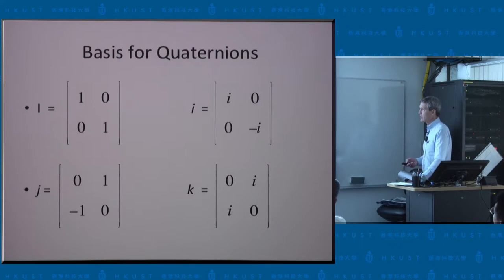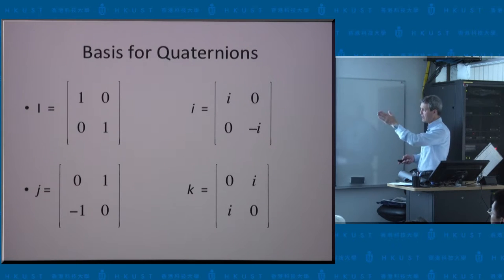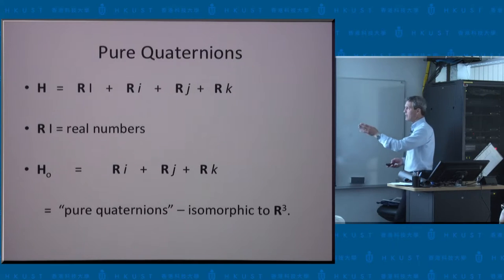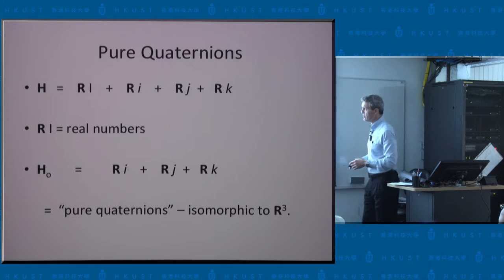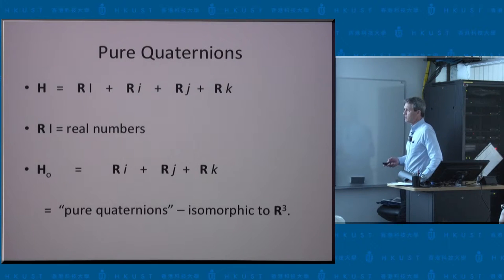So usually the quaternions are described in terms of a basis. So if we take four simple matrices of the desired form, the identity matrix, and then I, J, and K, and we single these out and see how they multiply, we can express any quaternion as a sum of those guys. If we take the real component of the quaternion to be zero, then we get what are called pure quaternions. And this is the three-dimensional space.